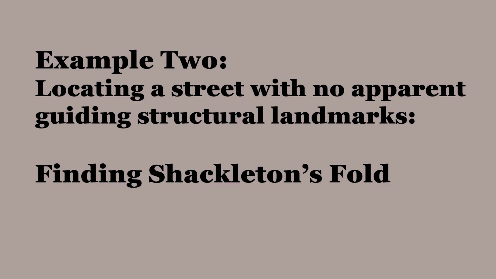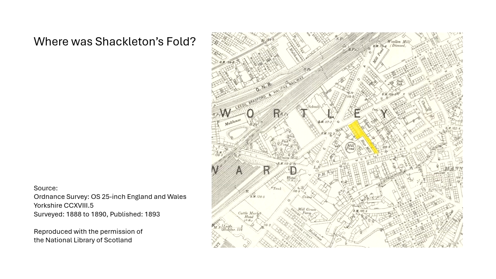We now move on to example 2, and this was harder. Locating a street with no apparent guiding structural landmarks, and this is about finding Shackleton's Fold, which is my one-place study. I really do need to know where it was. So this is Shackleton's Fold. I've highlighted it in yellow on an 1893 map. It is so easy to find on any historic map.